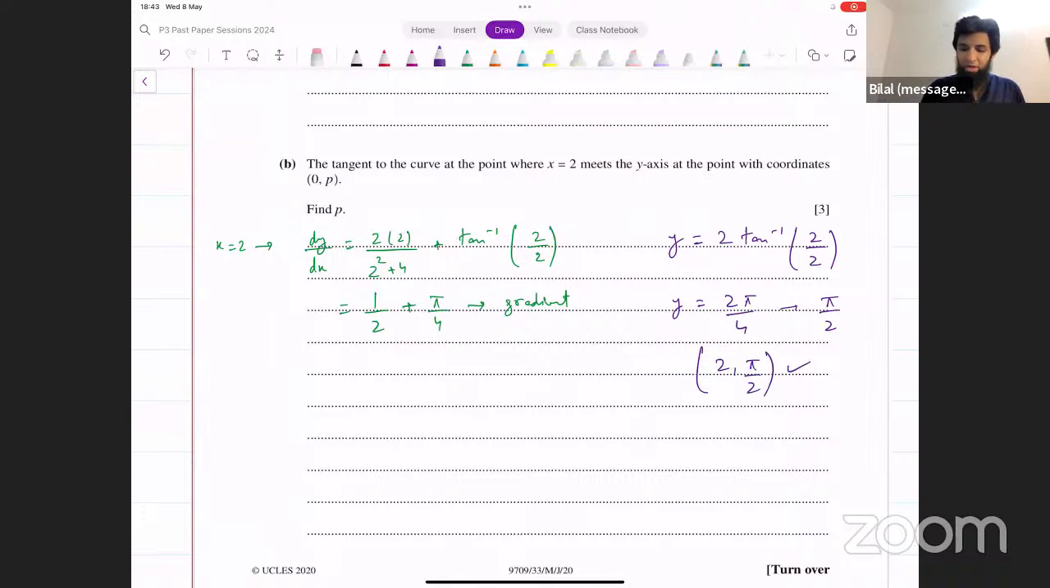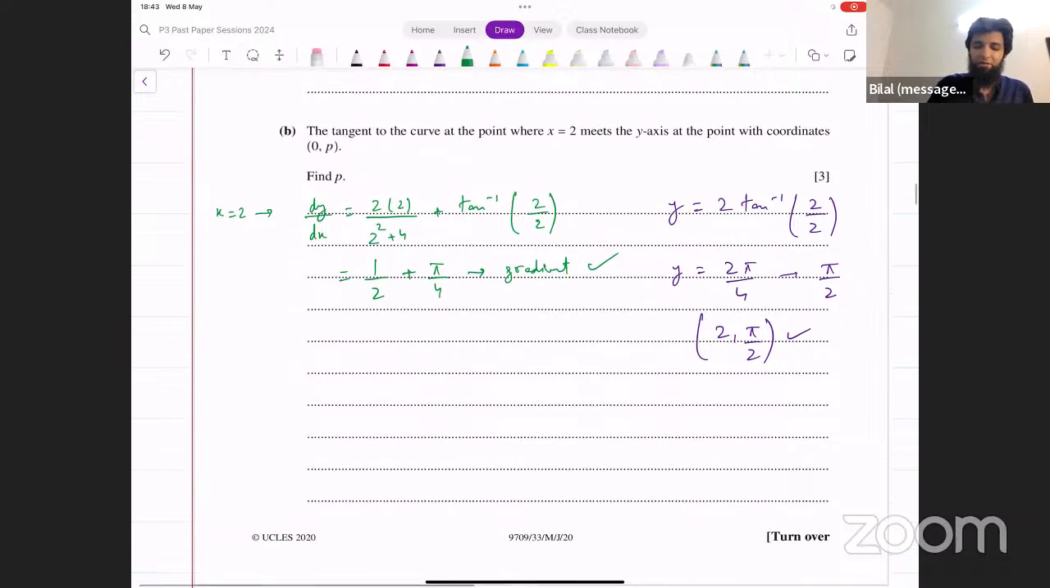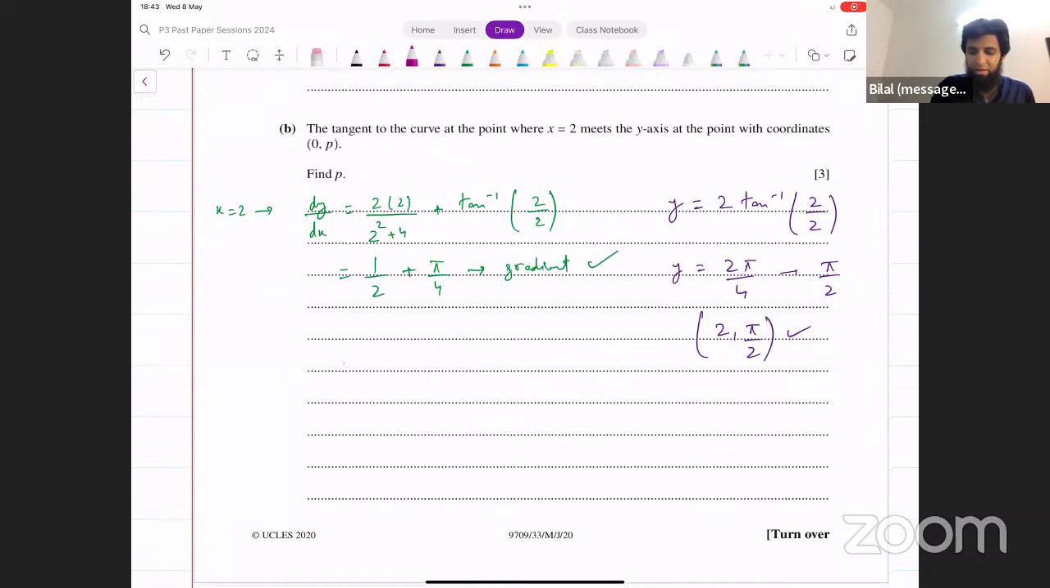Now you've got a point, you've got the gradient, you can write down the equation. What does the equation look like? Y minus y1, that means y minus pi over 2 equals m, which is 1 over 2 plus pi over 4 whole multiplied by x minus 2. Okay, that is the equation of the tangent. Now, what were we looking for? We were looking for the y-intercept, right? The point where the tangent meets the y-axis.